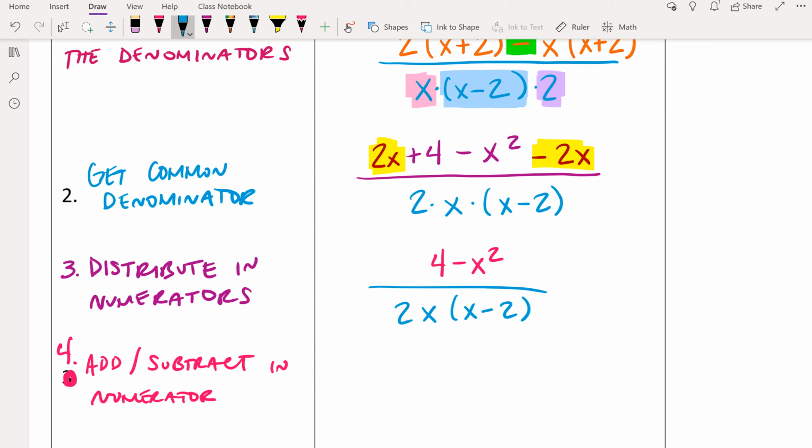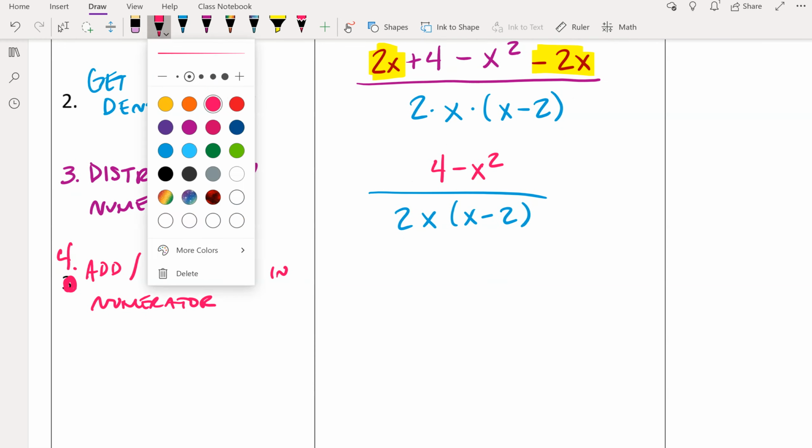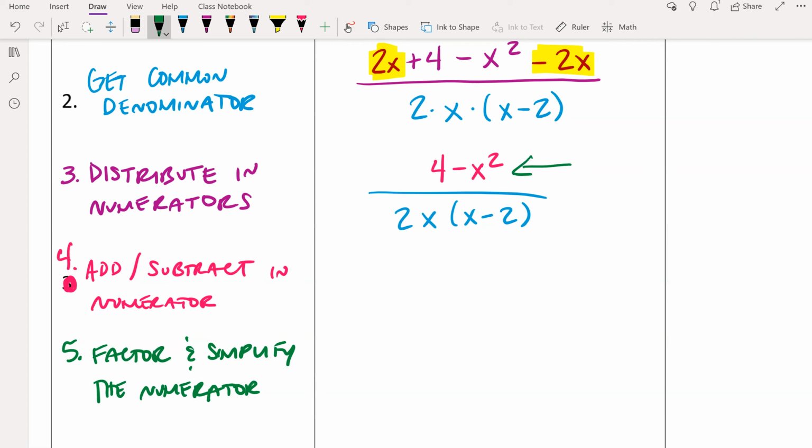Cool. Now we're moving on to step 5. There's lots of steps to these. Y'all are doing great. Okay, step 5 is to factor and simplify the numerator. Factor and simplify your numerator. So I have to teach y'all a trick now. There's a special trick that we can do with this 4 minus x squared. It looks kind of like difference of squares, right?